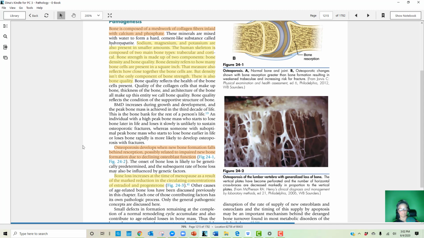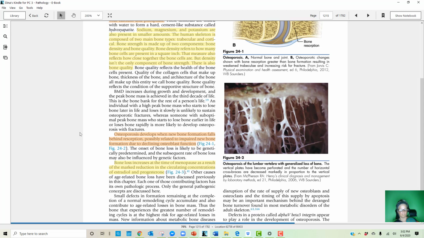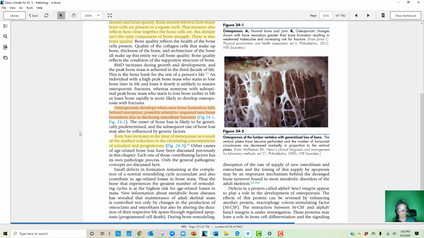Osteoporosis develops when new bone formation falls behind resorption, possibly related to impaired new bone formation due to declining osteoblast function. Figure 24.1, Figure 24.2. The onset of bone loss is likely to be genetically predetermined, and the subsequent rate of bone loss may also be influenced by genetic factors. Bone loss increases at the time of menopause as a result of the marked reduction in the circulating concentrations of estradiol and progesterone. Figure 24.3.